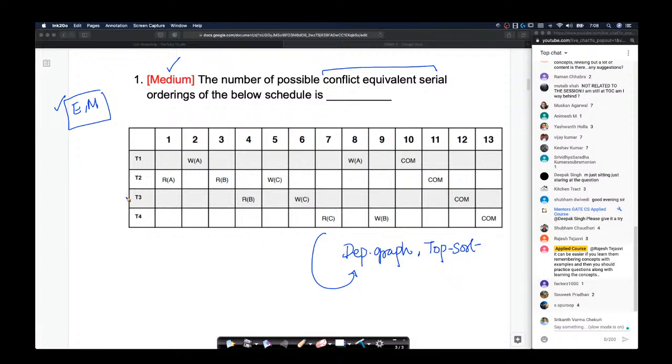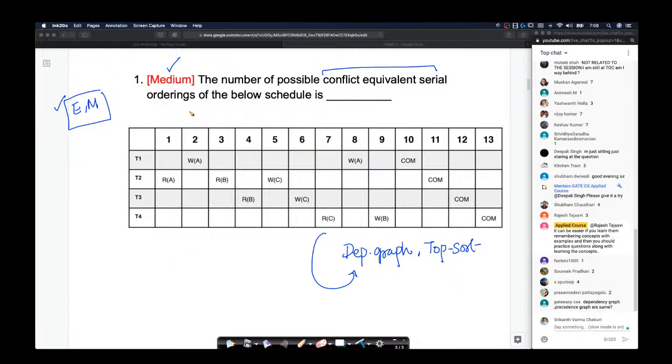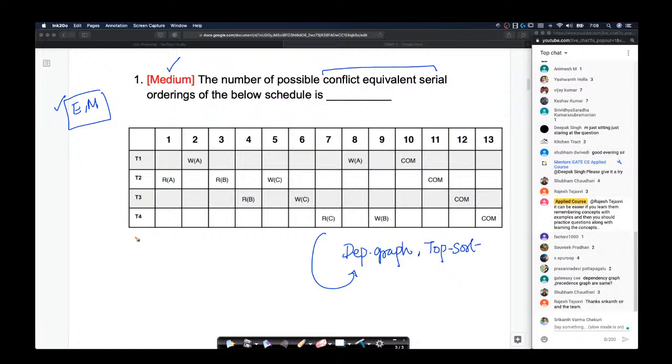I've seen the answers are all over the place. If you see the answers here, they're all over the place: 7, 3, 1, 2, 4, everything. So anyway, let's dive into the solution. I'll wait for a few more seconds, then I'll jump into the solution itself. Again, this is not a hard problem. This is a medium problem by GATE standards.